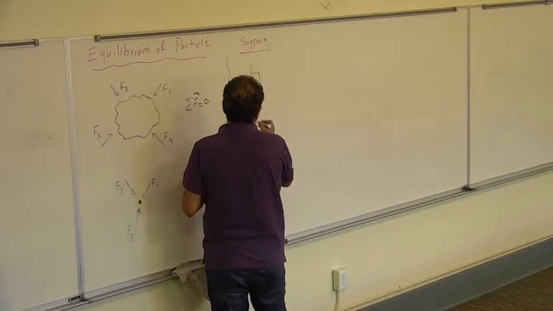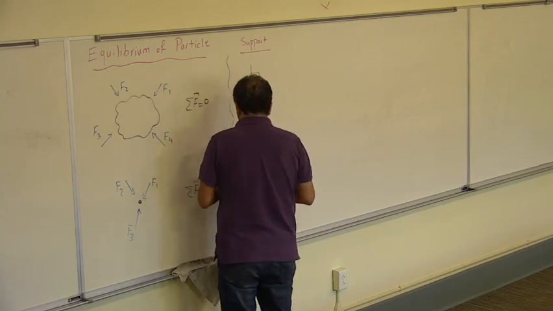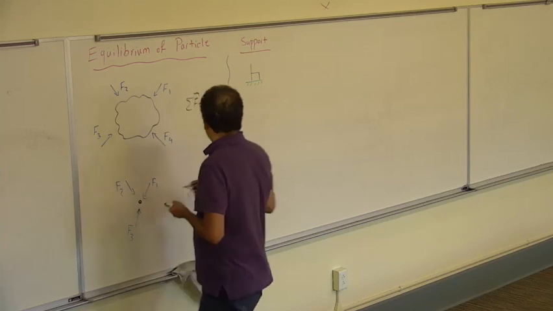If I have, for example, a box hanging from the ceiling, so I have a box.